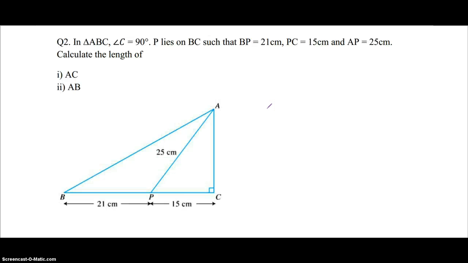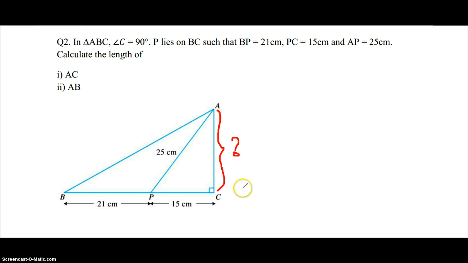Now I will just quickly go through this question, which you will then attempt yourself at home. Now in triangle ABC, angle C is 90 degrees. P lies on BC such that BP is 21 cm, PC is 15 cm, and AP is 25 cm. Calculate the length of AC. So you're supposed to find the length of AC.